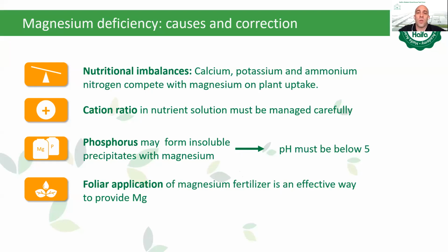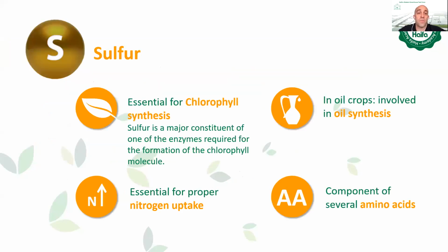The next and last macronutrient is sulfur. Sulfur is essential for chlorophyll synthesis. Of course, some of the amino acids, the very important amino acids, contain sulfur. In plants which produce oil, it's a very important part of the oil synthesis. And with the right concentration, it's essential for nitrogen uptake.